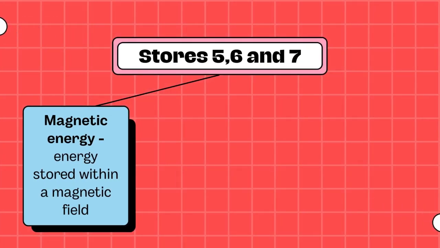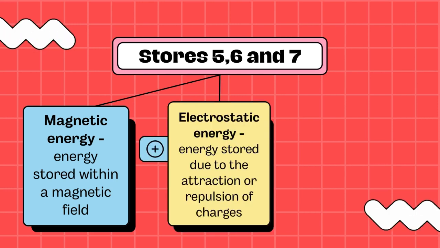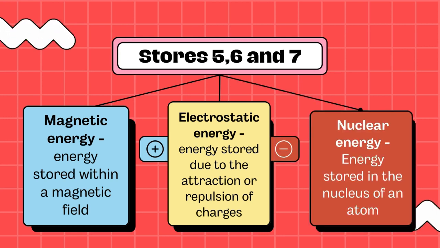Magnetic energy is energy stored in a magnetic field in which the force of magnetism is experienced in relation to a magnet. Electrostatic energy is similar, but with charges that are either attracting or repelling one another. And nuclear energy is stored in the nucleus of an atom. Nuclear energy can be released through processes such as nuclear fission and fusion.